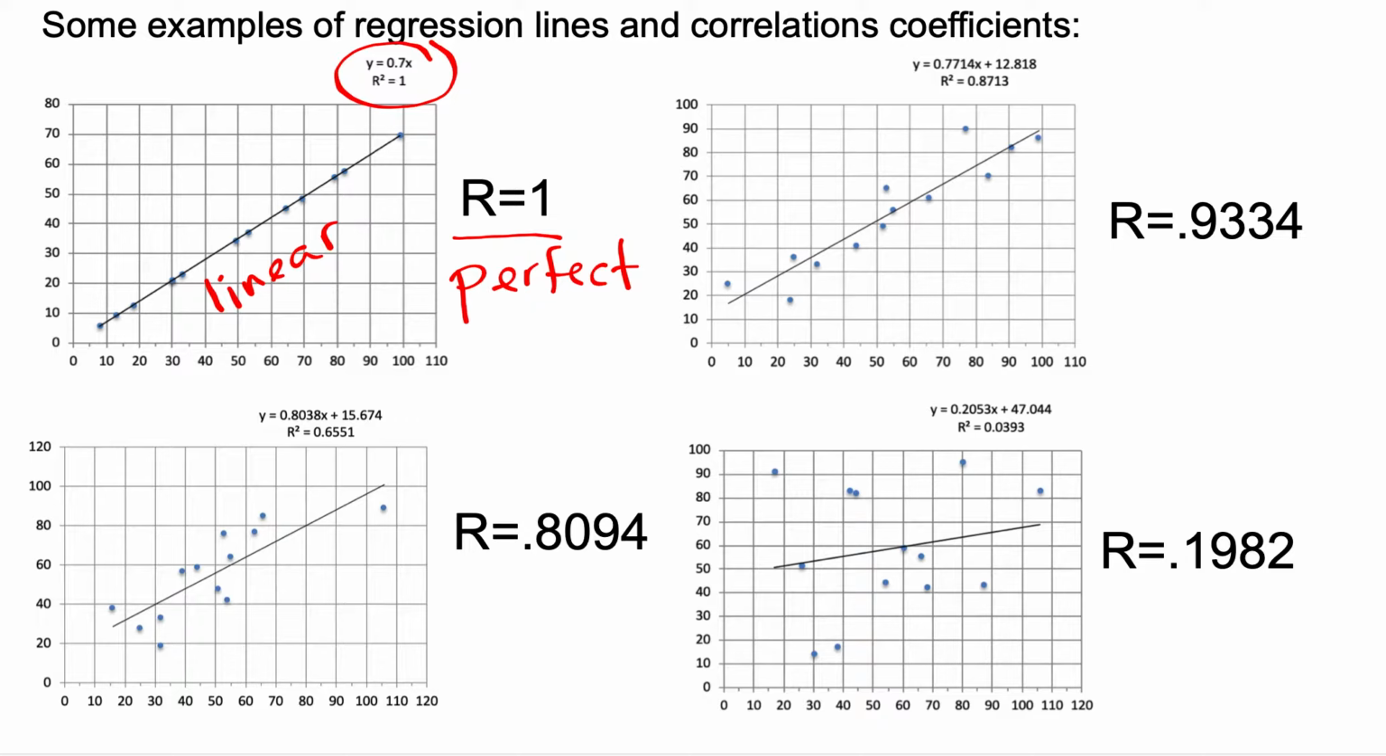The types of things that would do this would be if you were to compare the radius of a circle to its diameter. The diameter is always going to be 2 times the radius. It'll be in a perfect straight line.